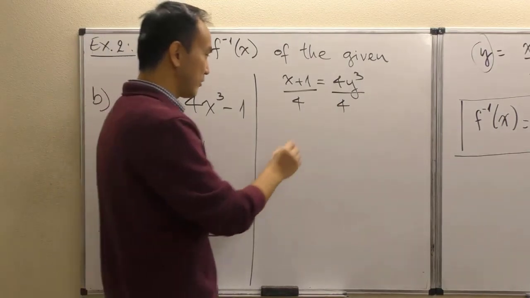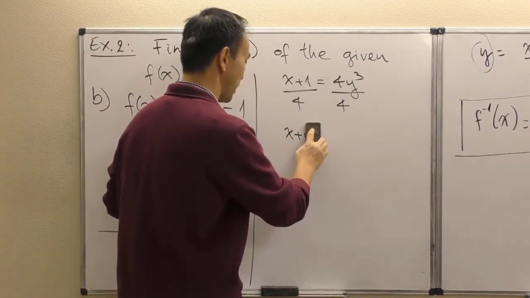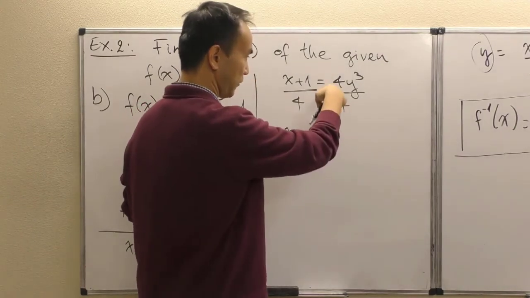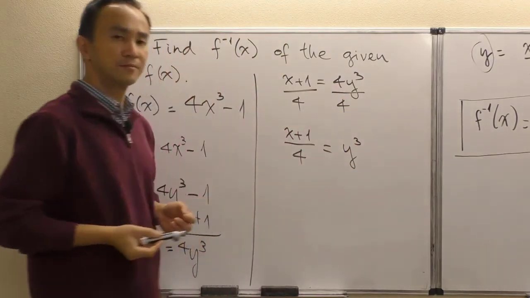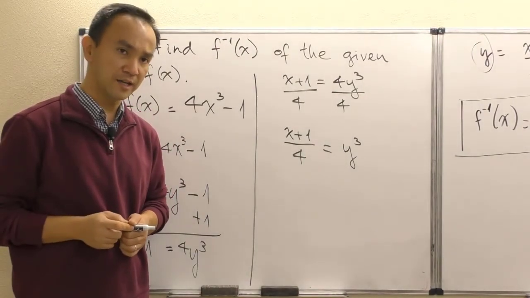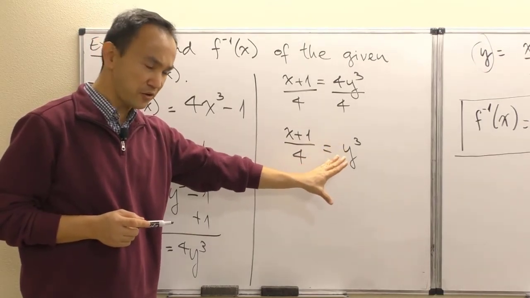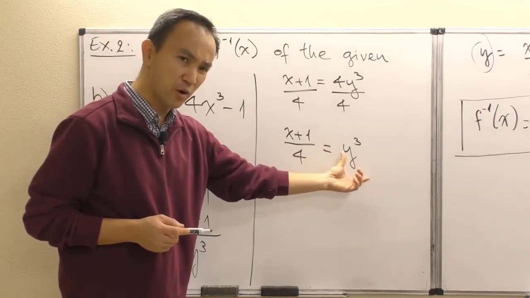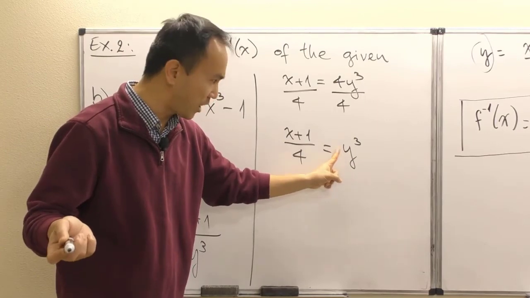Okay, that gives me x plus 1 over 4 equals, the 4 on the right-hand side cancels, so equals y cubed. But we are not finished. We are not done with our work solving for y yet, because right now it seems like we got rid of the coefficient, but we still have a power, one single simple power, coefficient 1, and to a power.